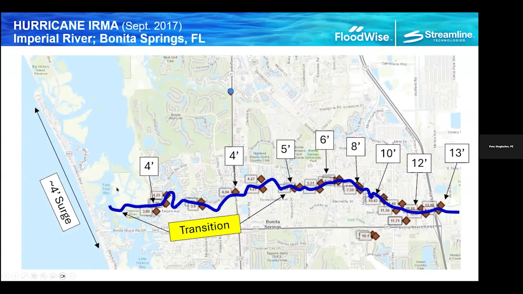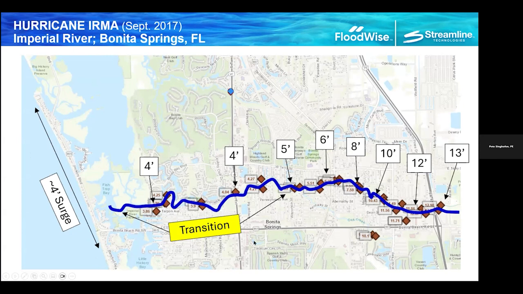And this is Hurricane Irma along the Imperial River. We had about a 4 foot surge, and these are all elevations of NAVD 88. So we had a surge of about 4 feet along Bonita Beach. And then in Estero Bay, it was about elevation 4.